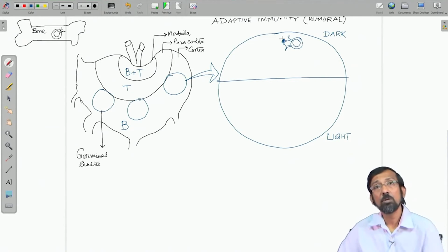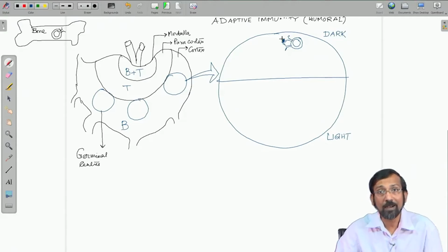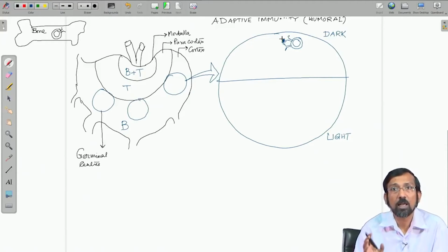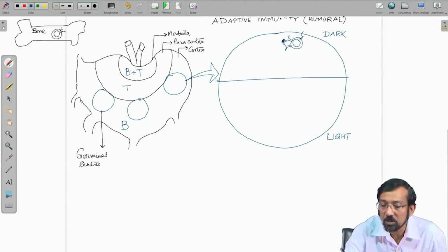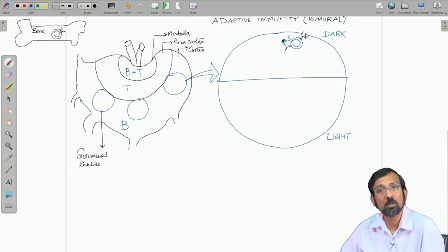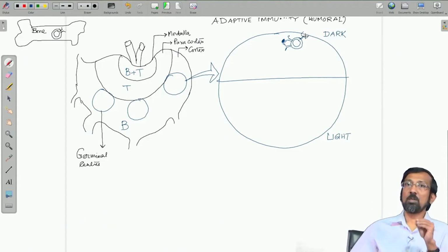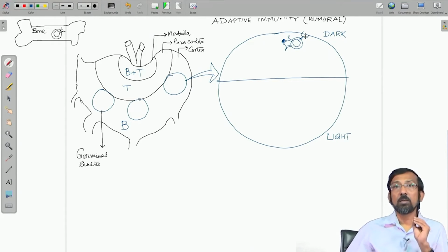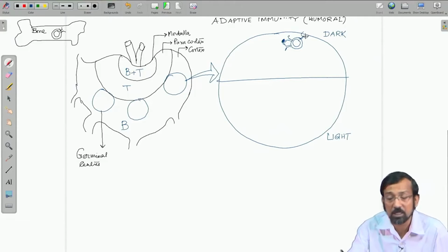Now, this leads to cross-linking of these immunoglobulins, and there is some signaling that occurs leading to the expression of class 2 MHC molecules on their surface. Now, they start expressing class 2 MHCs on their surface, and as soon as they can express the class 2 MHC molecules, they can interact with the helper T cells, the TH or the T helper cells.